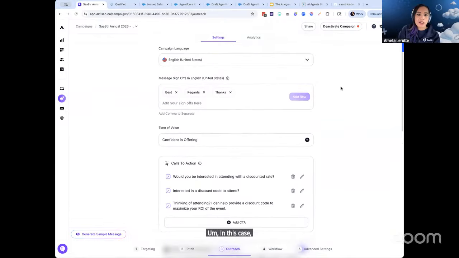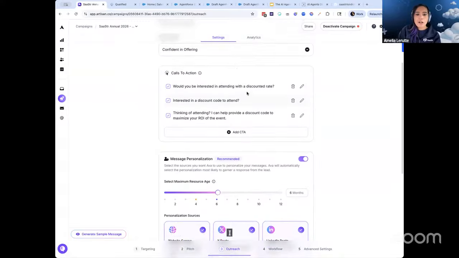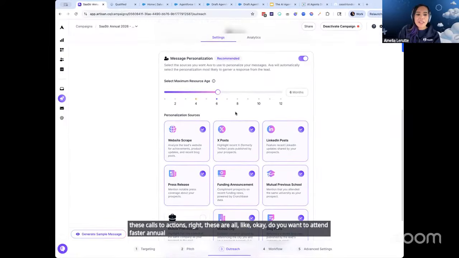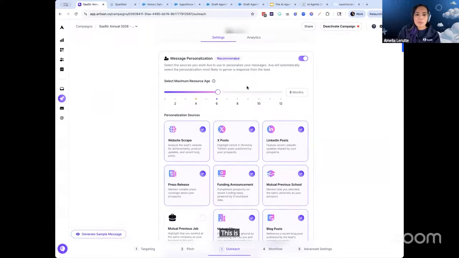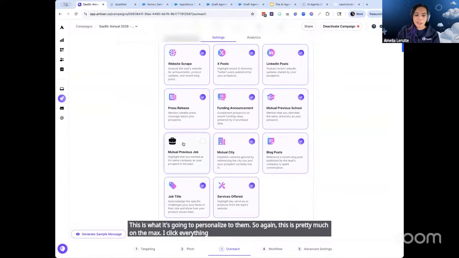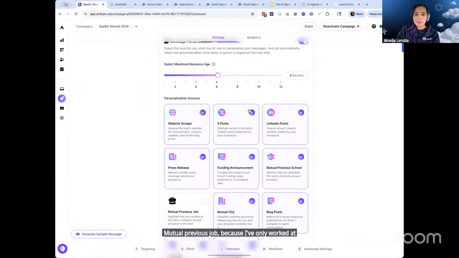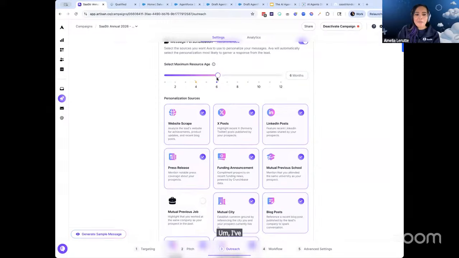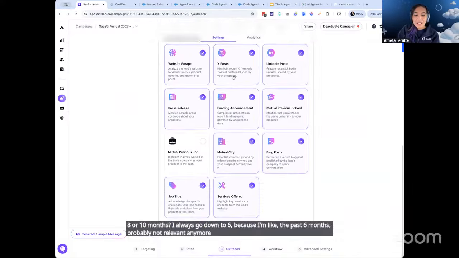In this case, again, just on this ticket thread, the calls to action are a little bit different. So in these calls to action, these are all like, okay, do you want to attend SaaStr Annual? And then this is what it's going to personalize to them. So again, this is pretty much on the max. Like click everything except mutual previous job, because I've only worked at like 3 companies. So I was like, that's not going to happen. I think the default resource age is like 8 or 10 months. I always go down to 6 because past 6 months, probably not relevant anymore, to be honest.